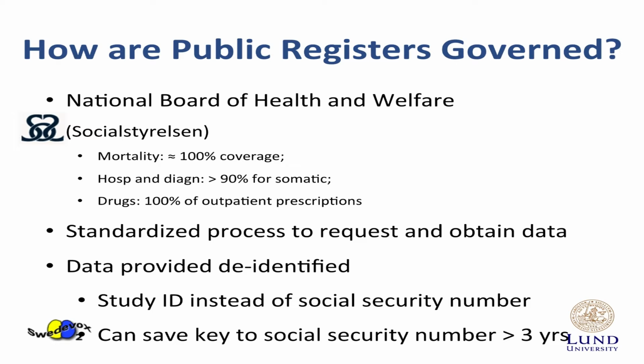Then moving on to public registers. These were the quality registries. Public registries are also available for everybody after formal data request. And they are all run by the government. And they are actually quite nice to work with, these people, is my experience. And the mortality registry, about 100% coverage. Hospitalizations, diagnosis over 90%. A little less for private psychiatry, for some reason. And 100% outpatient prescriptions.